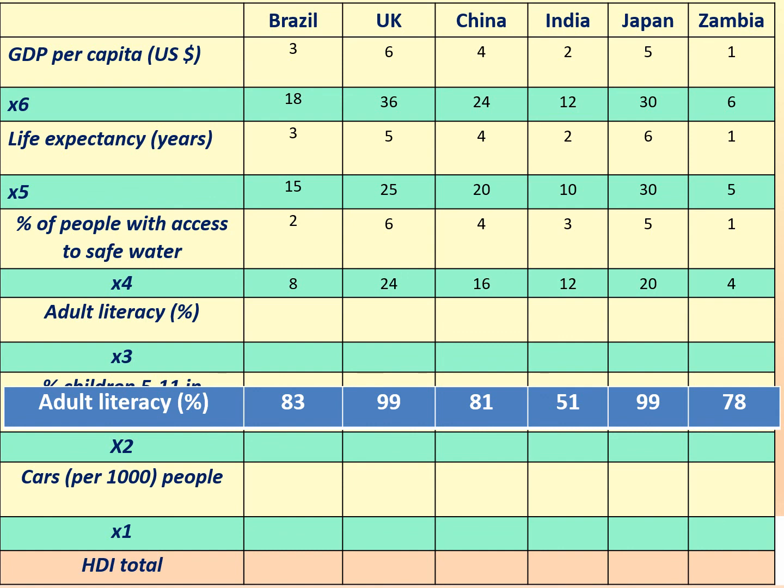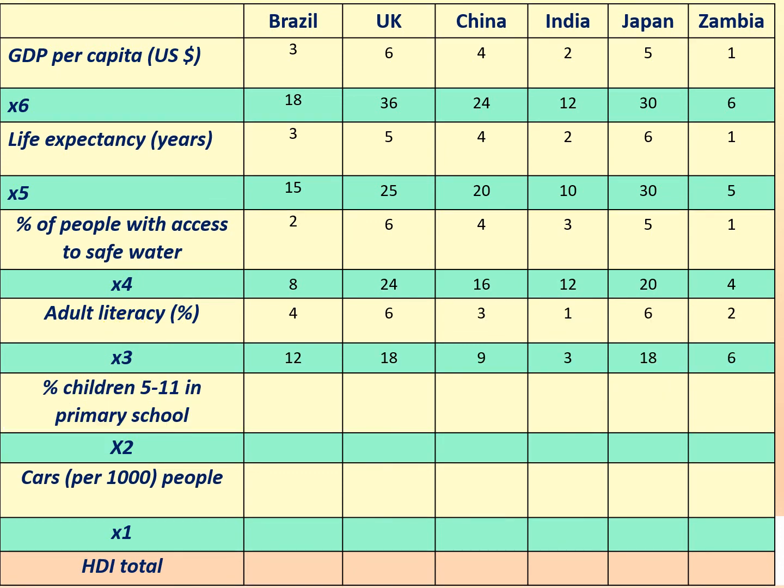And again for adult literacy, have a go at ranking and multiplying by 3 yourself. Now here we have 2 countries with the same percentage. They both receive the same score of 6, and the next country gets a 4 ranking. Press pause now to complete this yourself. Please check your answers.